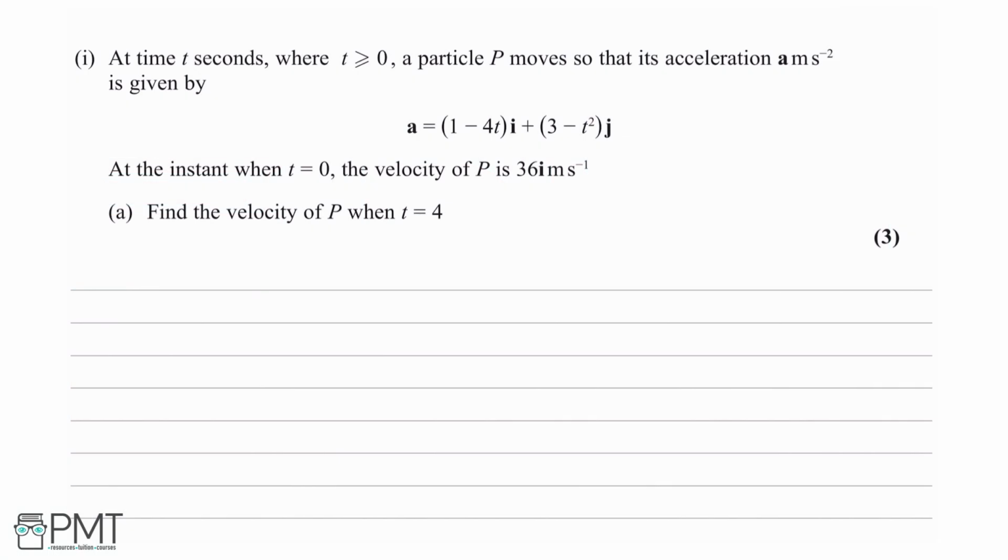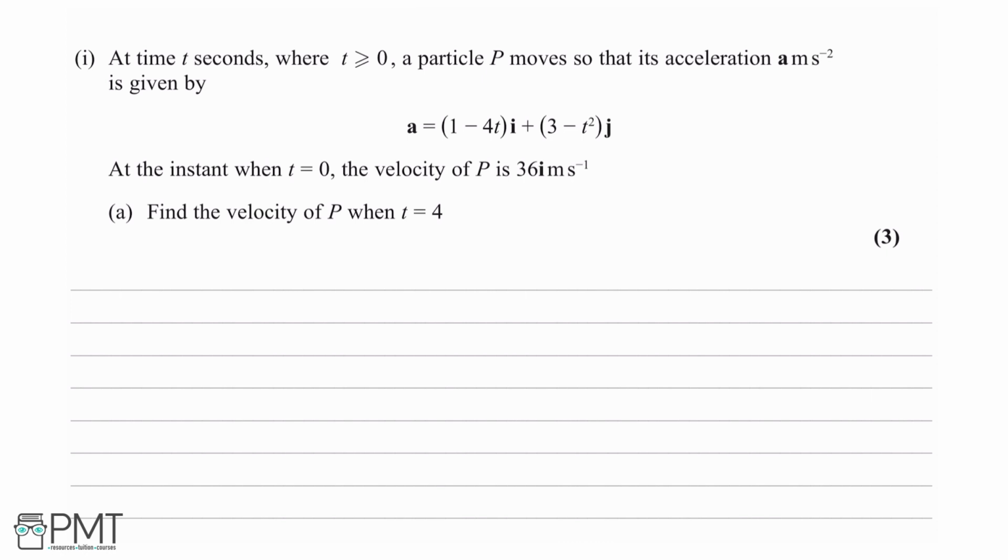We are told at time t seconds, where t is greater than or equal to 0, a particle P moves so that its acceleration, a meters per second squared, is given by a equals (1 minus 4t) i plus (3 minus t squared) j. At the instant when t equals 0, the velocity of P is 36i meters per second. Okay, we have been told for part A to find the velocity of P when t equals 4 for 3 marks.